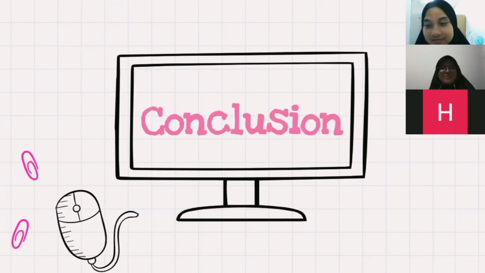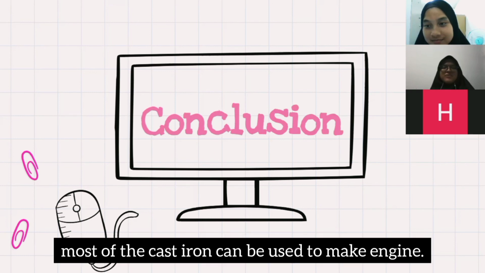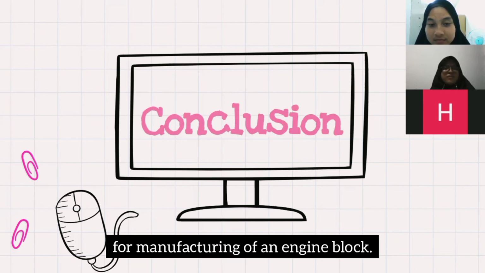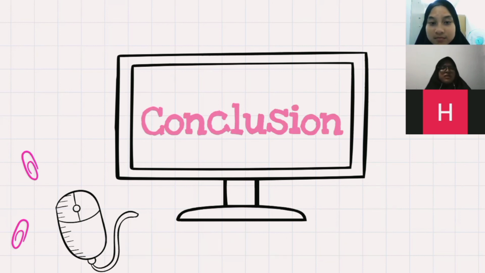As in our presentation, most cast iron can be used to make engines, but gray cast iron is the most effective for manufacturing engine blocks. Though aluminum alloy has many similarities with low weight, cast iron is still used in the manufacturing of diesel engine blocks because their internal stresses are higher.